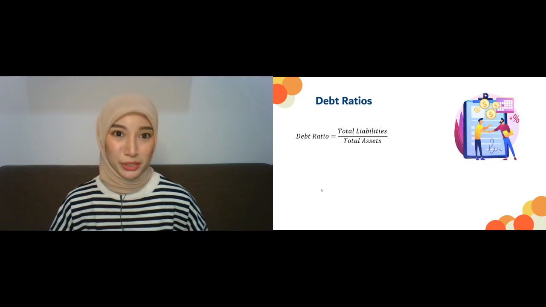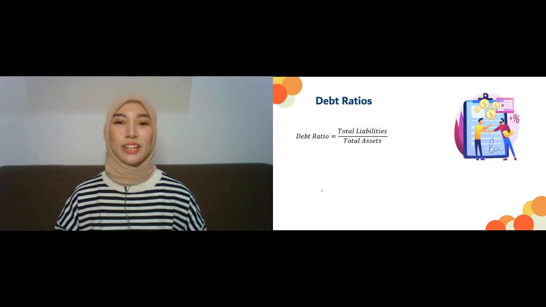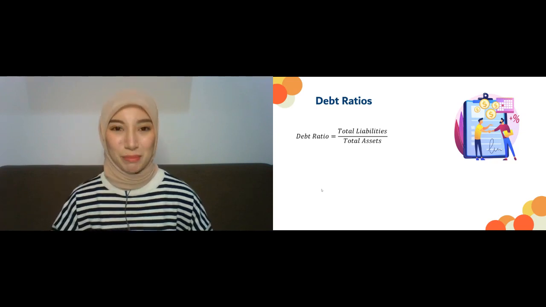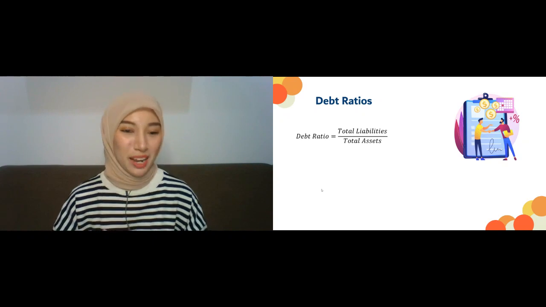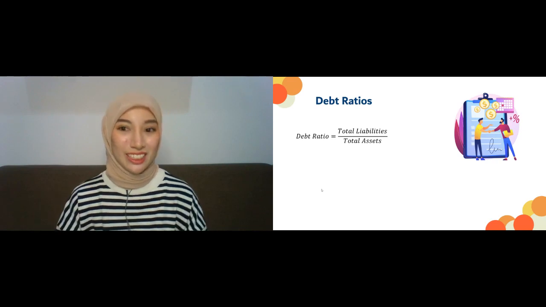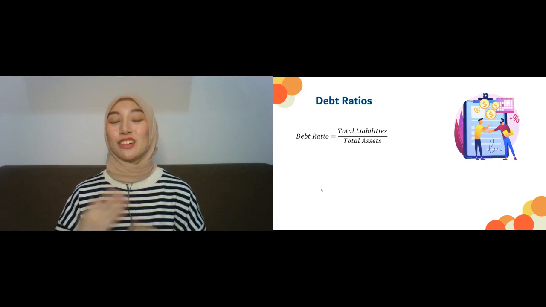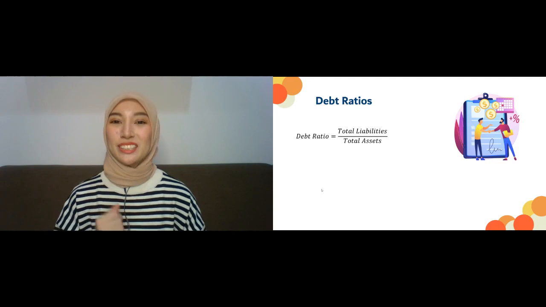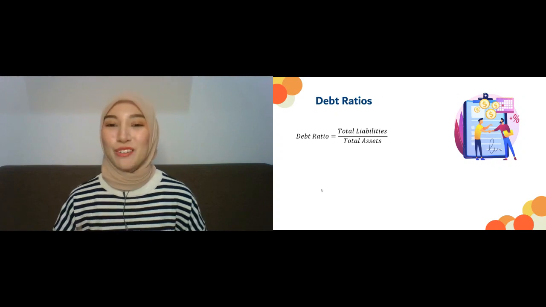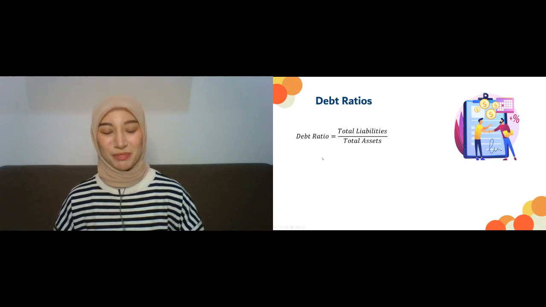First, here we have debt ratio. It is calculated by dividing total liabilities by total assets. So it shows you how much of the company's assets are financed using liabilities, or debt. The more a company uses debt to finance its assets, the more it is using leverage. The higher the leverage the company uses, the more debt the firm has, the greater the financial leverage. Here, financial leverage means the magnification of risk and return through the use of fixed cost financing. The higher the debt ratio, the higher the firm's financial leverage.